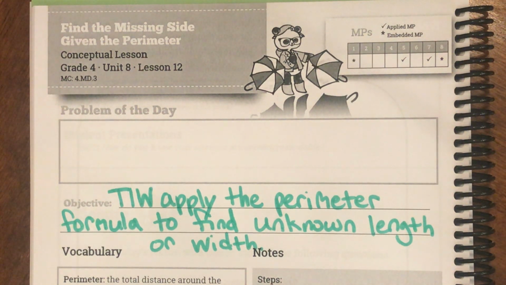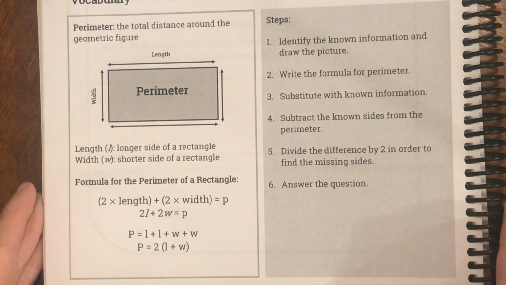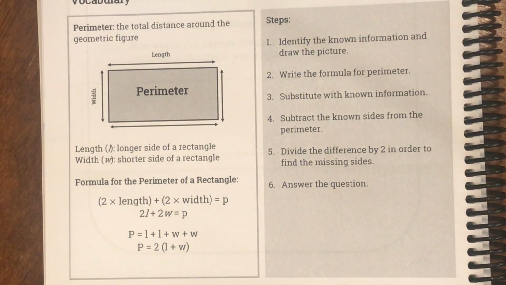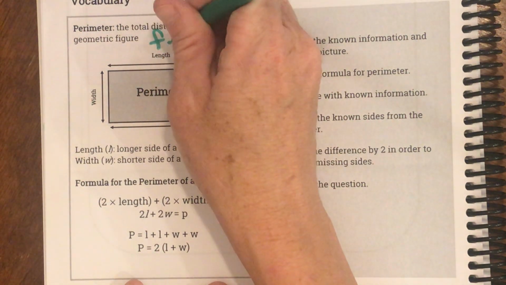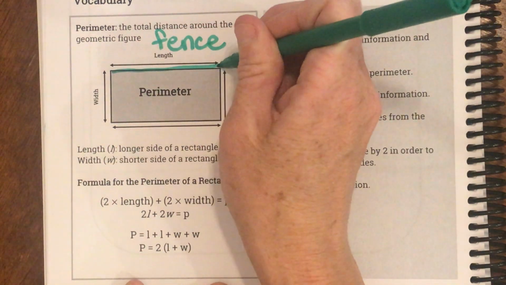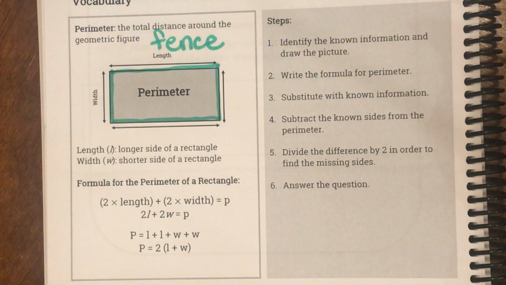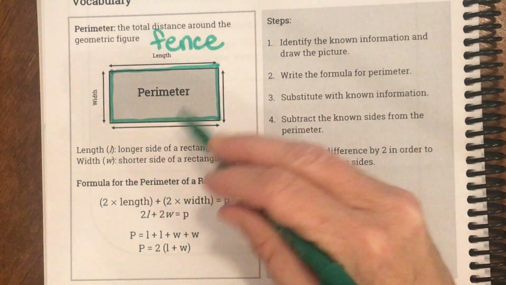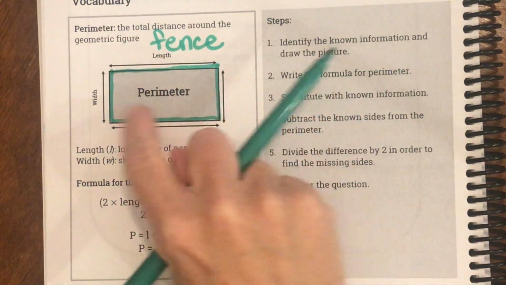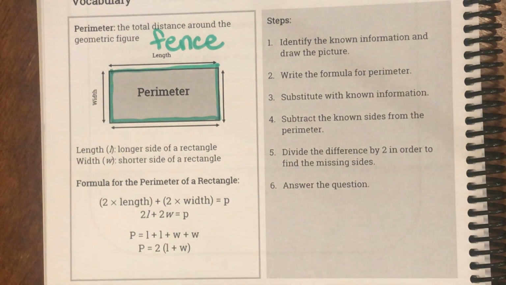Okay, so let's look at our vocabulary. Our vocabulary reminds us what perimeter is, the total distance around the geometric figure. And I said, think about building a fence. So it's all four sides. Now we're doing quadrilaterals, which have four sides, but anytime it would just be adding up all the sides, which is why they say the total distance around the figure. Okay. They remind us what length and width is.